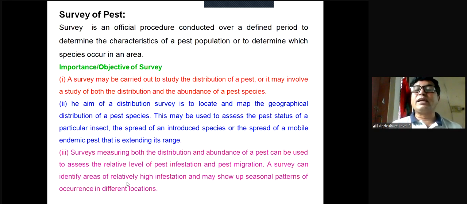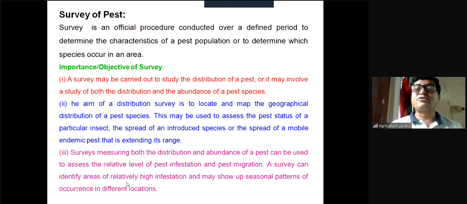This may be used to assess the pest status of a particular insect. Pest status means whether this pest is a major pest or minor pest, and we can define major and minor pest based on their incidence and the losses caused by that particular species. Say for example, rice stem borer is a major pest, but rice leaf roller is a minor pest, because the incidence and damage caused by stem borer is more, but in case of leaf roller, it is very, very less.